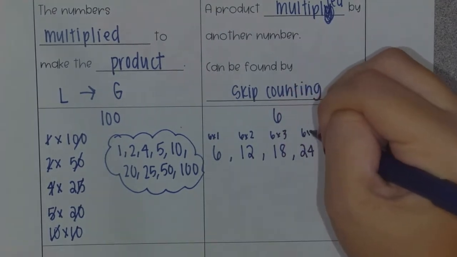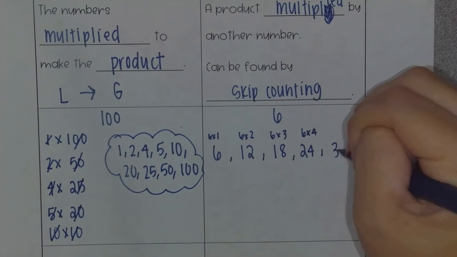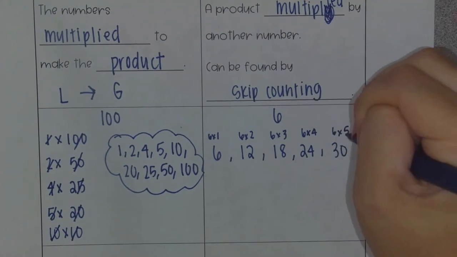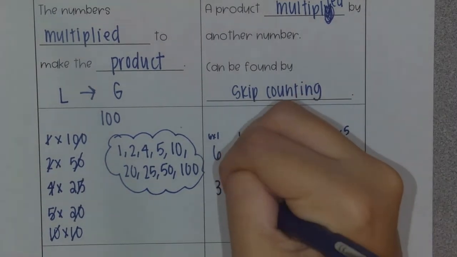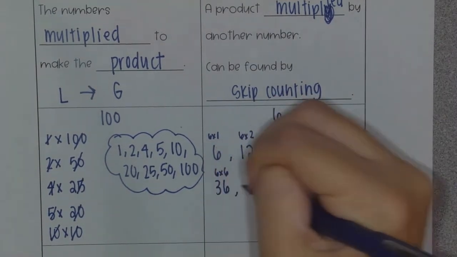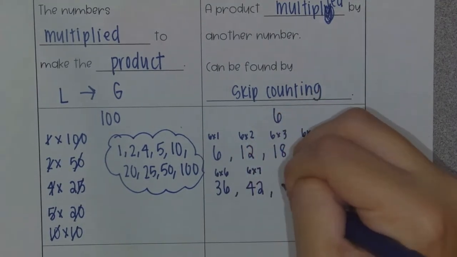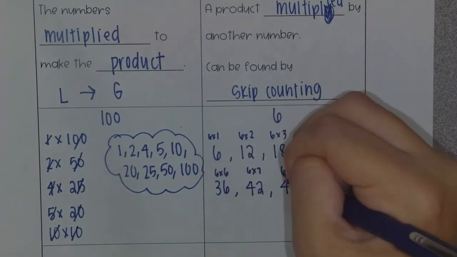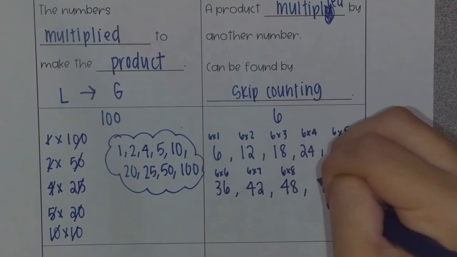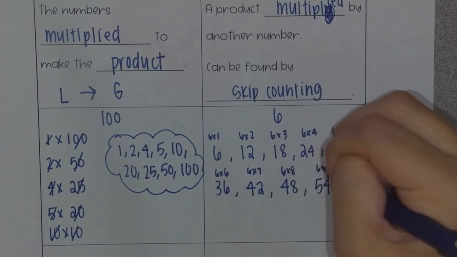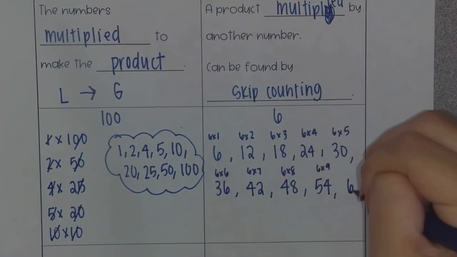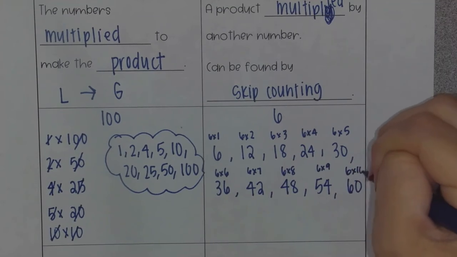24, 6 times 4. 30, 6 times 5. 36, 6 times 6. 42, 6 times 7. 48, 6 times 8. 54, 6 times 9. And 60 would be 6 times 10.